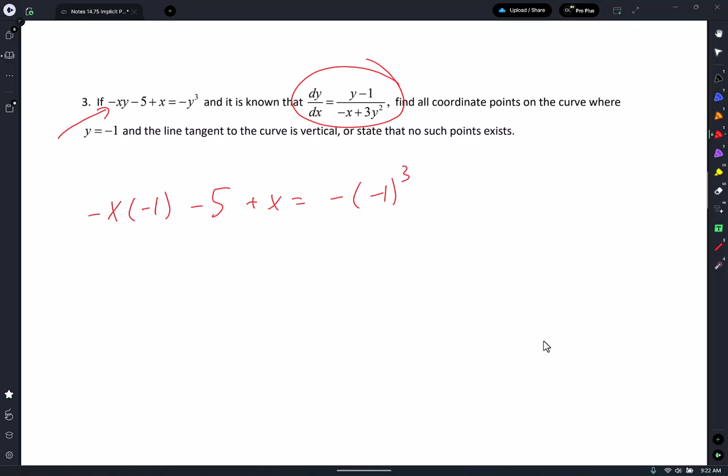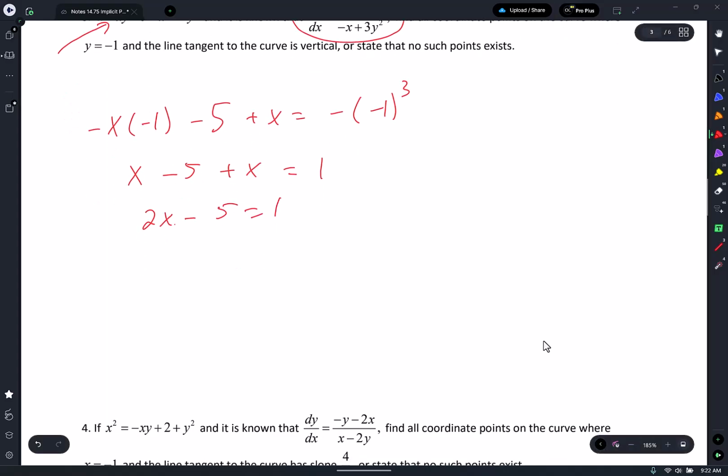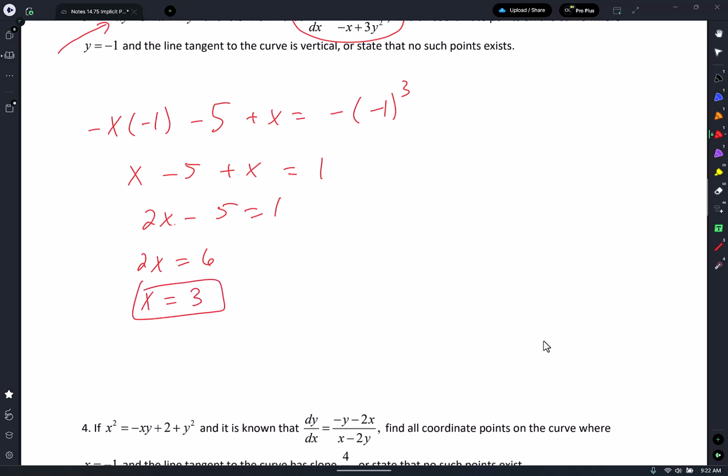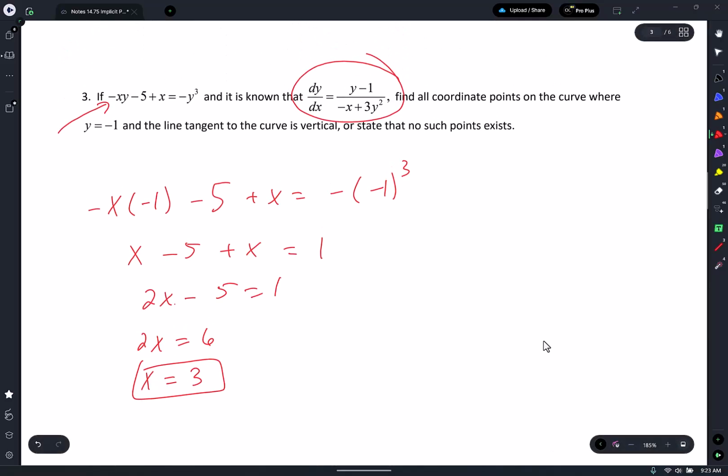All right, so here's what I see. I see negative times the negative is a positive. So x minus 5 plus x. We'll combine like terms a little bit. -1 to the third is still negative. Negative times the negative is a positive. So let's see. 2x minus 5 equals 1. So now we can just move the 5. 2x equals 6. x equals 3. All right, if I know that x equals 3, let's see.